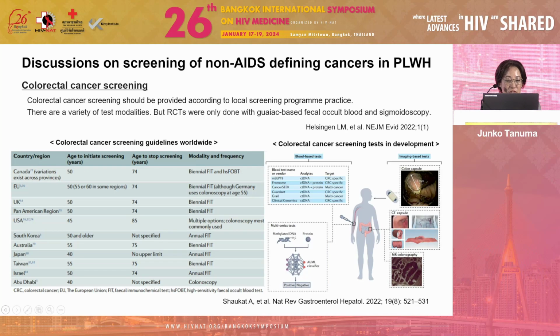But we have to know the evidence behind the national screening programs is not always robust. In terms of colorectal cancer screening, there are many test modalities currently under evaluation, but RCTs were only done with classical guaiac-based fecal occult blood test and sigmoidoscopy, and its age indication in the colorectal cancer program differs by country.